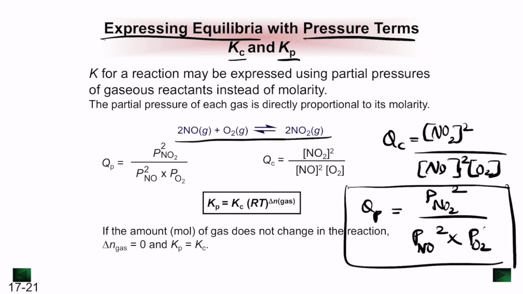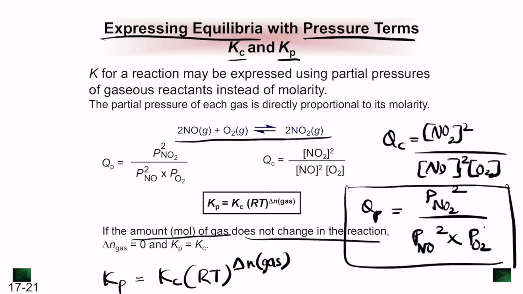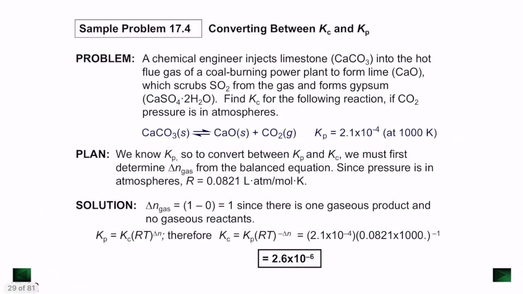Now, how would we calculate Kp? The Kp value is generally given by the formula Kc times RT to the power delta n of the gas, which is the change in the number of moles of the gas. Most commonly, the amount of gas does not change in a reaction, which means that delta n of the gas is generally equal to 0, so the Kp value equals Kc. So Kp becomes equal to Kc. So let's take an example problem right here.